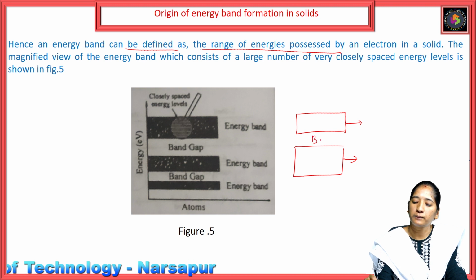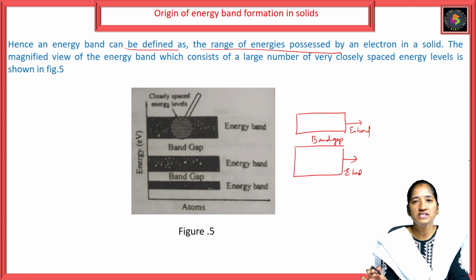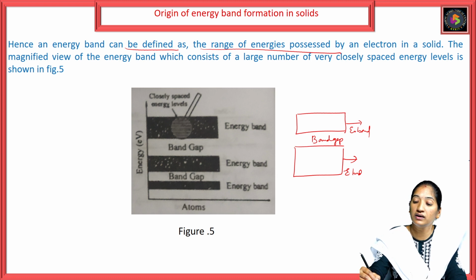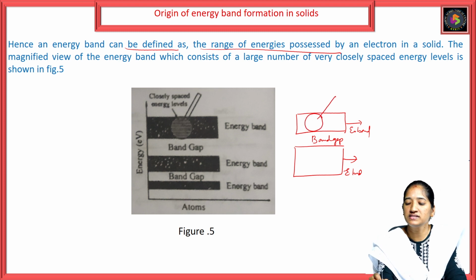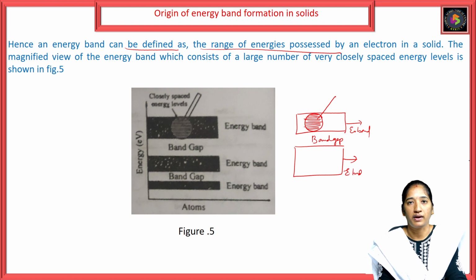This is the band gap, the band gap between the two energy bands. Energy band. When we look into the energy band, using some magnifying lens, it consists of very closely spaced energy levels. So these closely spaced energy levels form an energy band.